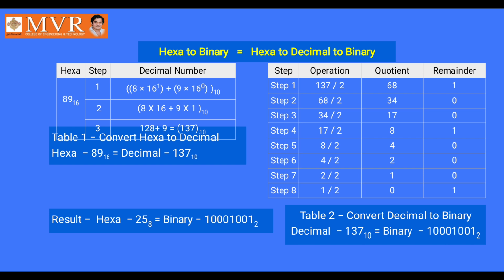So hexa 89 is equal to the binary value of 1000 1001. I think in the slide the number we have written is wrong. 25 base 8 we have written there. It is 89 base 16. You just make that correction. It is 89 base 16 is equivalent to 1000 1001 base 2. This is hexa to binary.